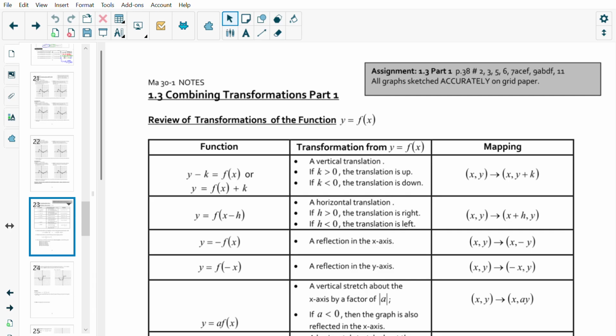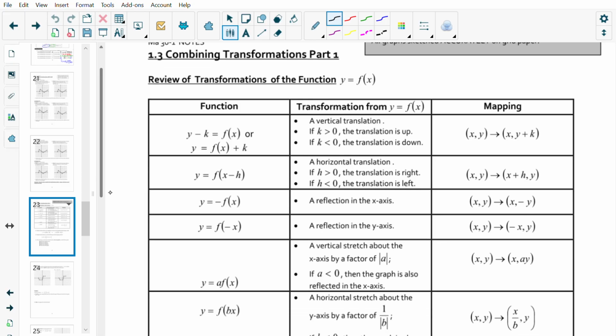Hello, everyone. We're on 1.3 Combining Transformations Part 1, review of transformations of functions. So we've done translations, so vertical and horizontal translations. We've done reflections in the x-axis, in the y-axis, and we've done stretches, horizontal and vertical stretches. Okay, let's put it all together in this lesson, and in the next one we'll do this in two parts.